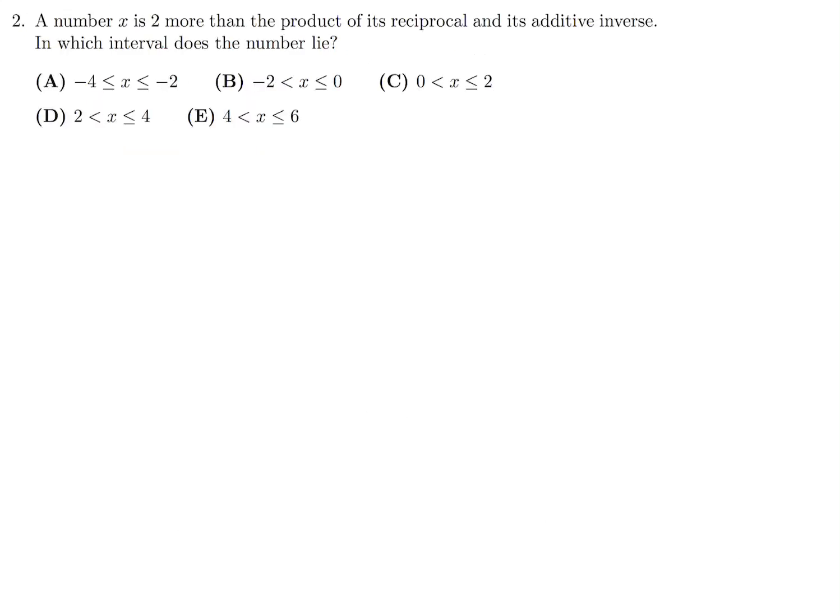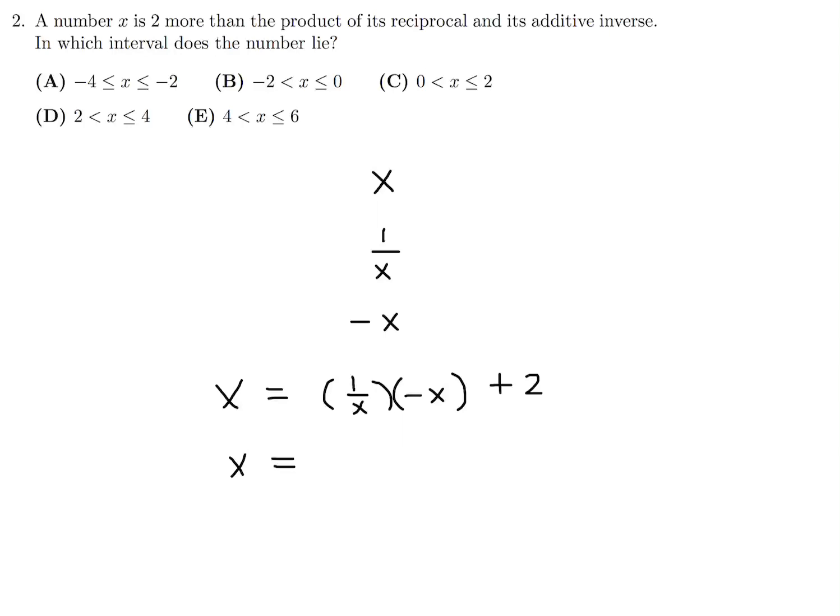A number x is 2 more than the product of its reciprocal and its additive inverse. In which interval does the number lie? So the number is x, the reciprocal is 1 over x, and its additive inverse is minus x. So they're saying that x is equal to 2 more than the product of its reciprocal and its additive inverse. So that is our equation.